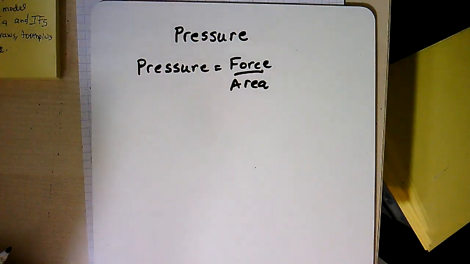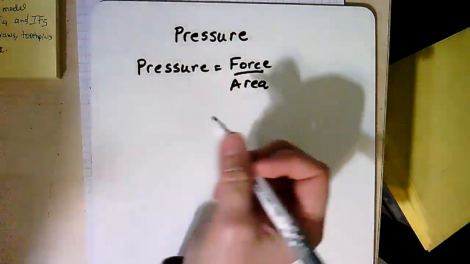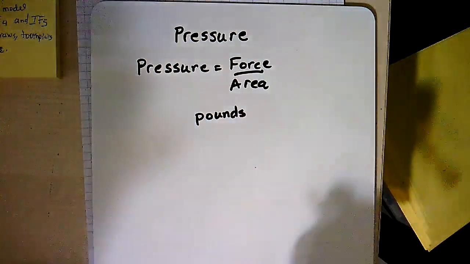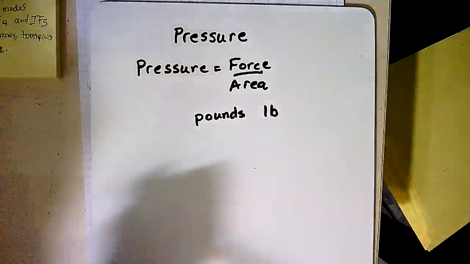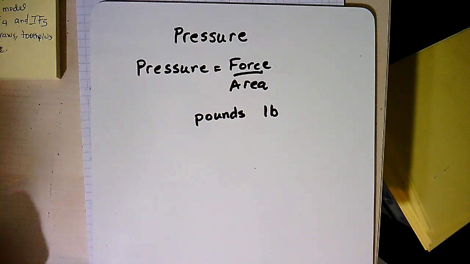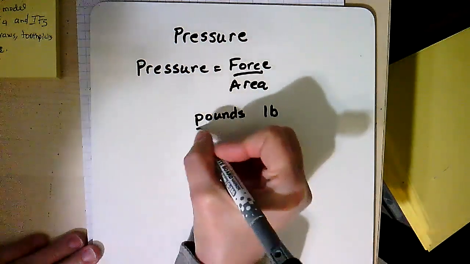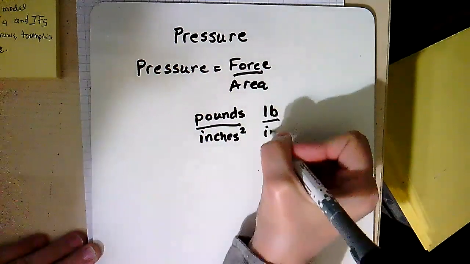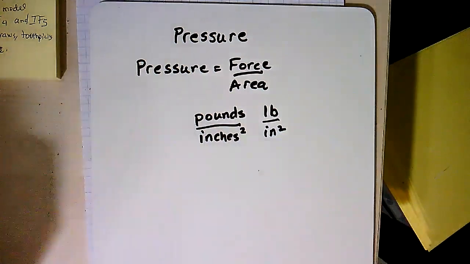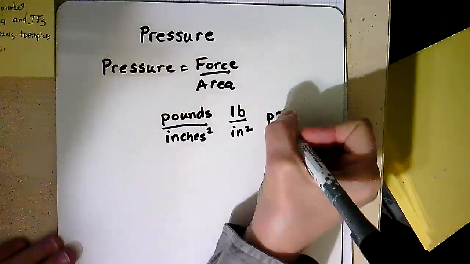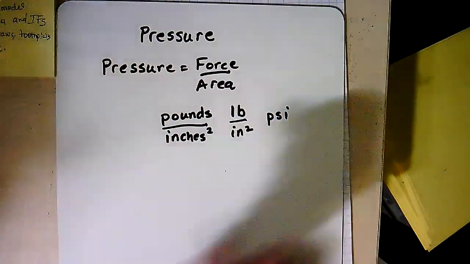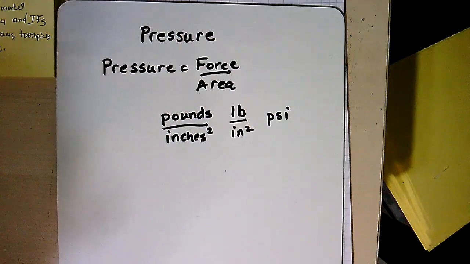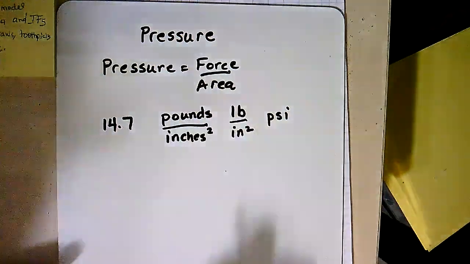And when we think about the weight of something, we think about pounds, which has the abbreviation LB. And for area, we could express area as square inches. So pounds per inches squared. And if you listen to me say that, pounds per square inch, then you can see why this is sometimes called PSI, pounds per square inch. So atmospheric pressure is 14.7 pounds per square inch.